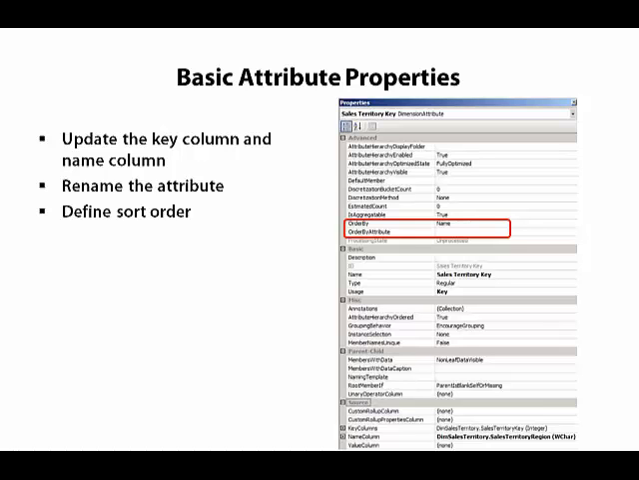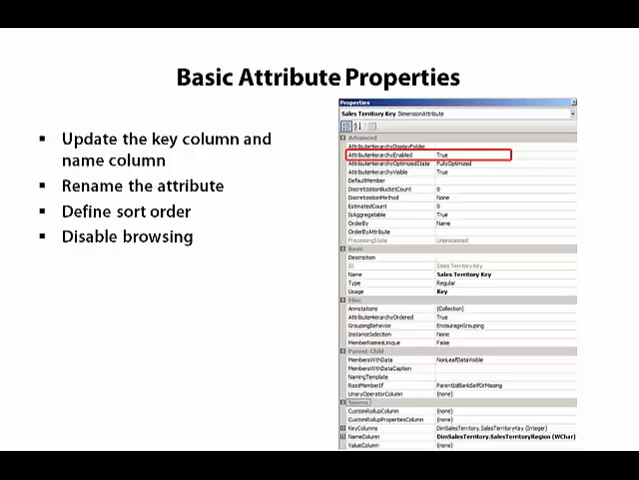So let's say we had an attribute that we used just for sorting. We don't want it to be visible to the user, we just want to use it for sorting. So for attributes like that, we can disable browsing using the Attribute Hierarchy Enabled property.